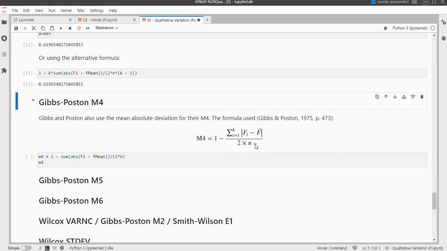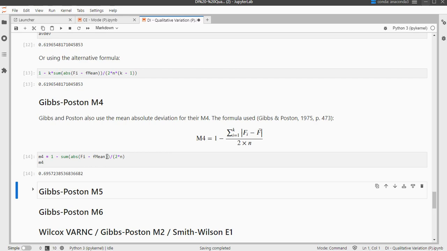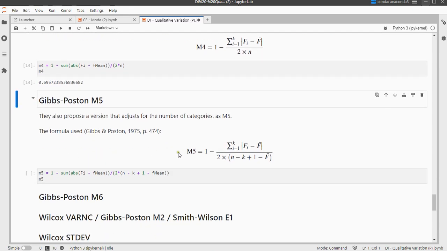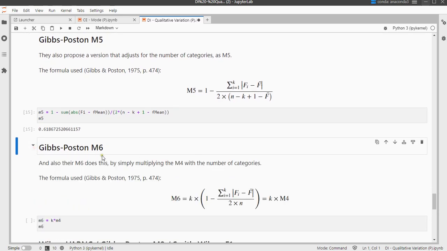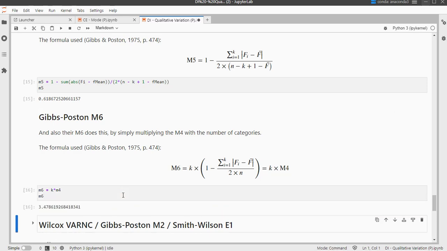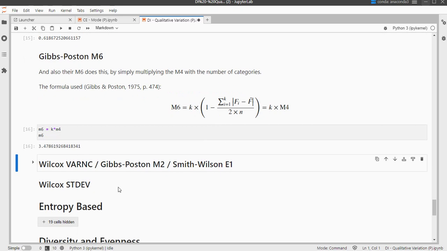Almost the same, but as you might notice, there is no K, so this is not taking into account how many categories there are. With Gibbs-Boston M5, they do take that into account, and we have all of this, so it's just a matter of filling out this formula. For M6, slightly different, they simply multiply that previous one, that M4, with K, and that then takes into account somewhat the number of categories.